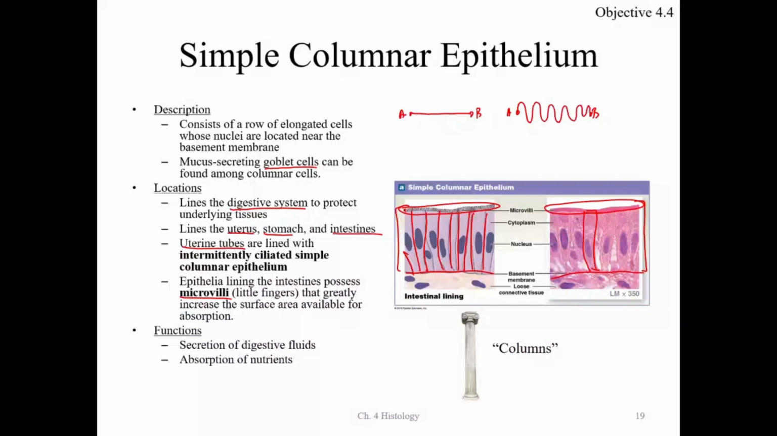Clearly, the one on the right covers more surface area. These are microvilli. Microvilli are there to increase surface area that is available for absorption of things like nutrients. So, it can secrete some digestive juices. Some of your digestive enzymes are secreted, or it can absorb nutrients. That's what we're going to basically say: secretion, absorption. Secretion of digestive fluids and absorption of nutrients.